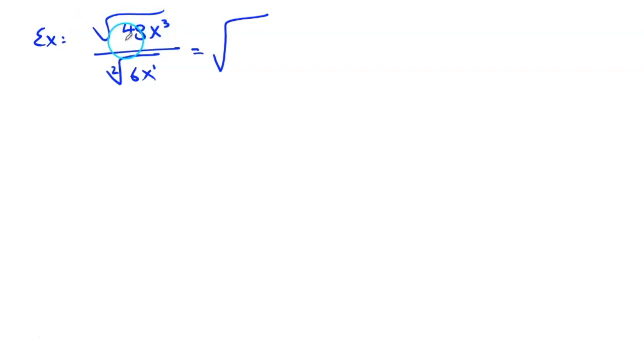So an easy way to do it is, when I have two radicals, one divided by another one, with the same index, 2 and 2, I can put them together into one. Both of them come in as a fraction on the inside. Why am I doing that? Because then I'm able to simplify on the inside. 48 divided by 6 is 8. X cubed divided by x to the first. What do I do with the exponents? Subtract. 3 minus 1 is 2.